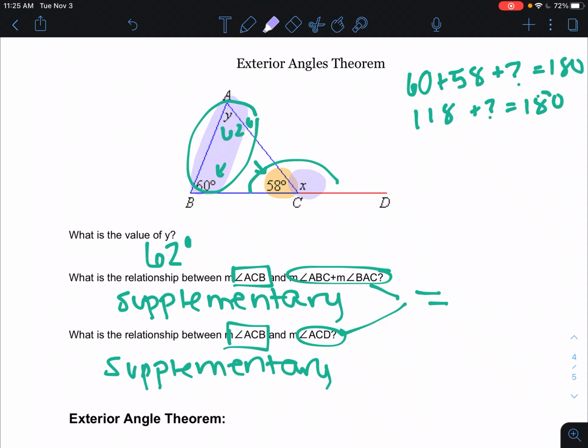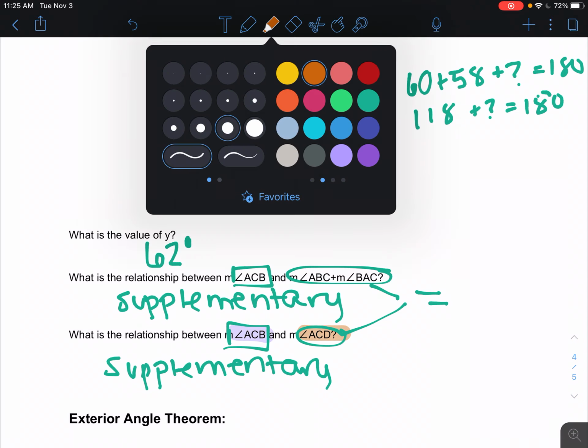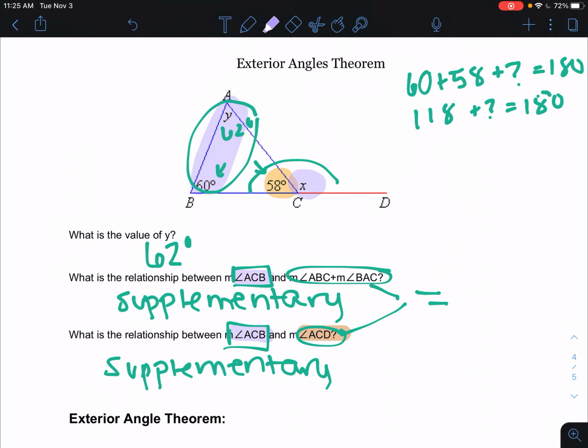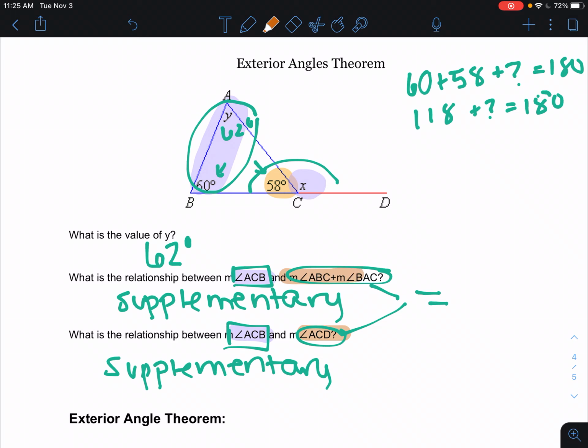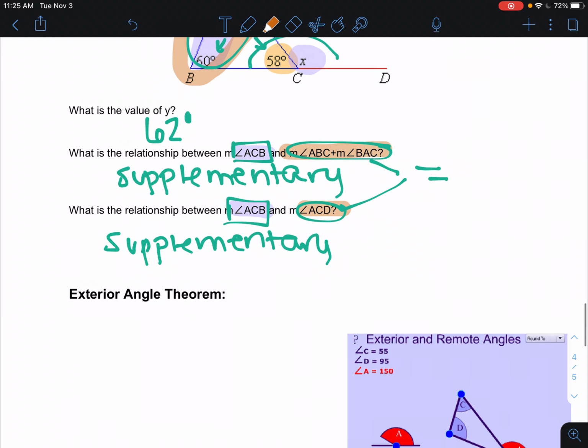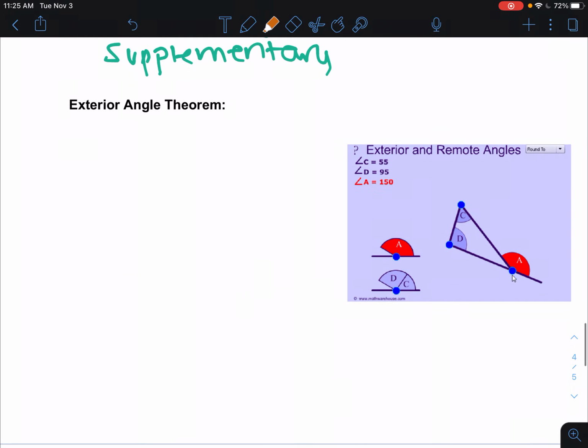If we have ACB is supplementary to ACD, and ACB is also supplementary to the measure of angle ABC plus the measure of angle BAC, also known as the opposite angles, then that must mean that those two things I highlighted in orange are equal. And that's what our exterior angle theorem tells us.